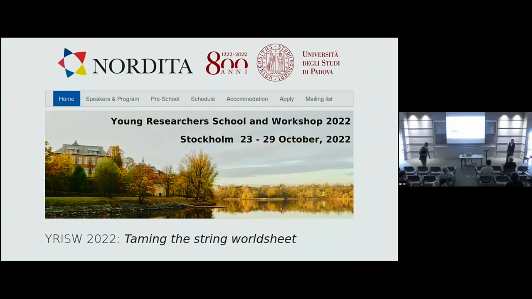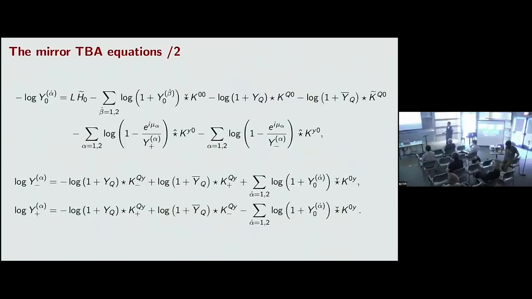I have a question about the solution of these TBA equations. Did you try to study the asymptotic limit? Usually I expect the transfer matrix formula gives you a solution, which also gives you a Y system.